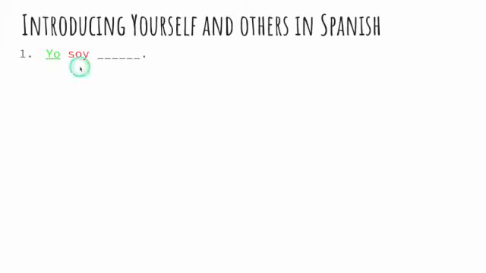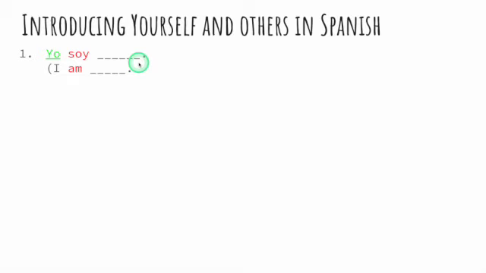First part of this is you need to say yo soy blank. Okay, yo soy blank. Yo means I, soy means I am. What's happening there is you actually don't have to have the word yo in Spanish. You can just say soy. Like saying yo soy is basically the same as just saying soy in Spanish. Okay, yo soy means I am. And if you just say soy by itself, it means I am. So that's one way to introduce yourself, just to say yo soy and then your name.